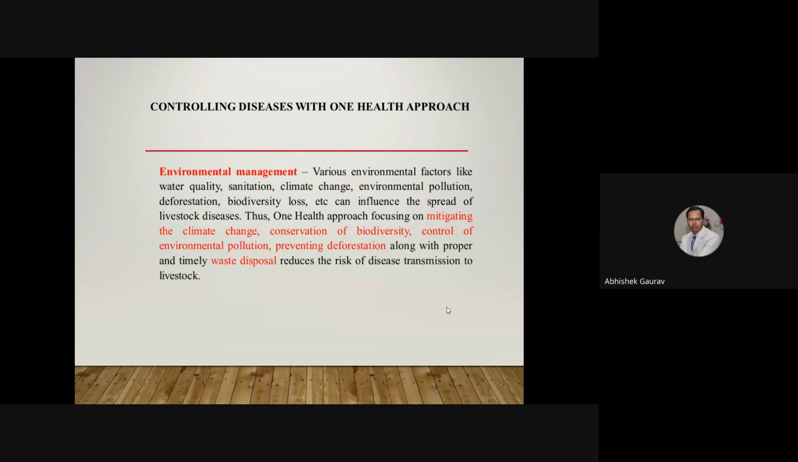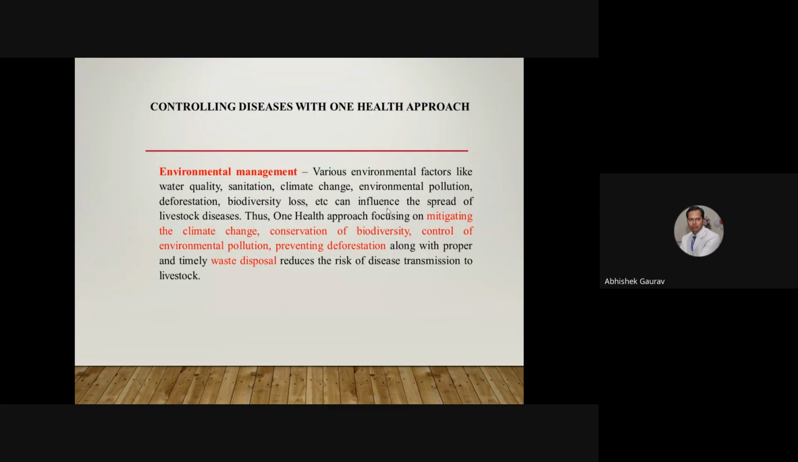Environmental management, mitigating the climate change. This is a very broad issue. Global warming, climate change, biodiversity loss, environmental pollution, preventing deforestation, and waste disposal is another problem. These are some of the important issues which are very much pertinent and have an important role in disease spread and emergence. But we have to take care of these things. As far as possible, we have to mitigate the climate changes and conserve the biodiversity, in situ and ex situ both. Control the pollution as far as possible.